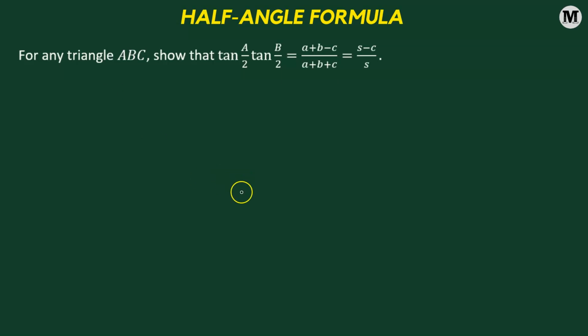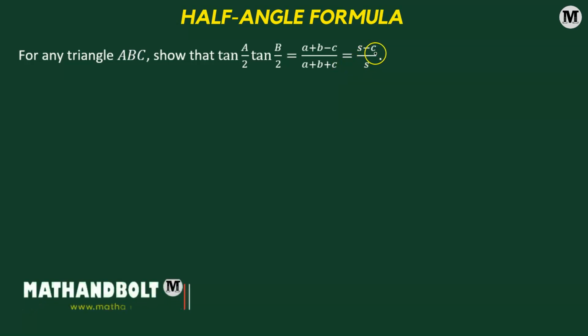For any triangle ABC, show that the product of tangent of A over 2 and tangent of B over 2 equals (A plus B minus C) over (A plus B plus C), and that's also equal to (S minus C) over S. Let's try to understand the terminologies before proceeding.